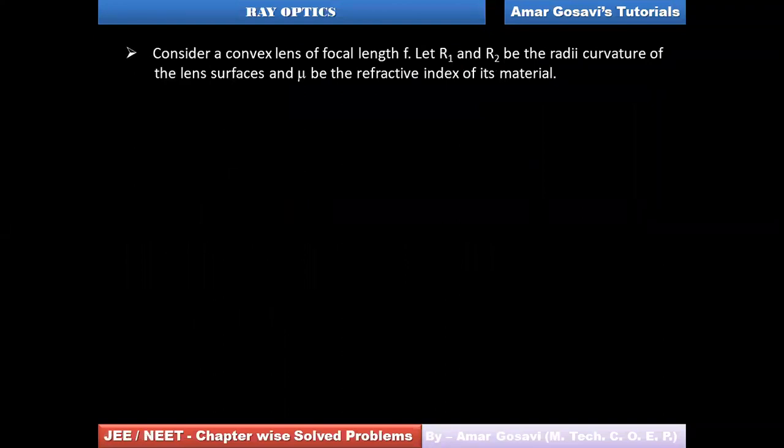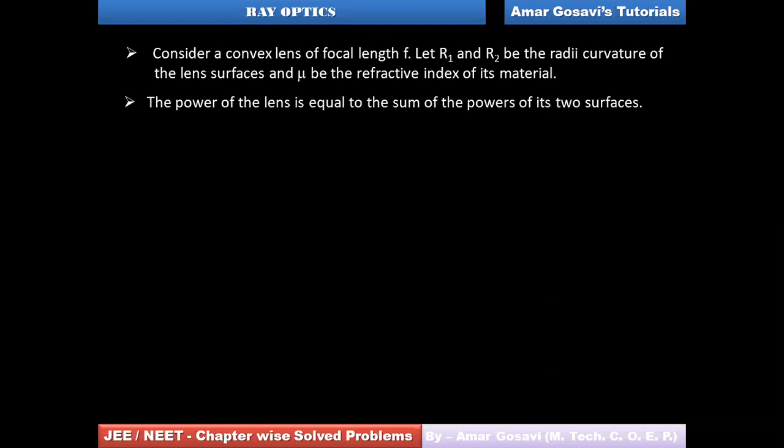We consider a convex lens with focal length, say f. Obviously it has two surfaces, right? Two bulging surfaces. And we try to separate it out. R1 and R2 would be the radii of curvature of the lens surfaces, and say mu is the refractive index of the material. Then under the given circumstances, how do you work out the power? The power of the lens has to be estimated as the sum of the powers of its two surfaces. So we have to combine the powers of the two surfaces and we will get the power of the lens in that case. Let's see how we work it out.